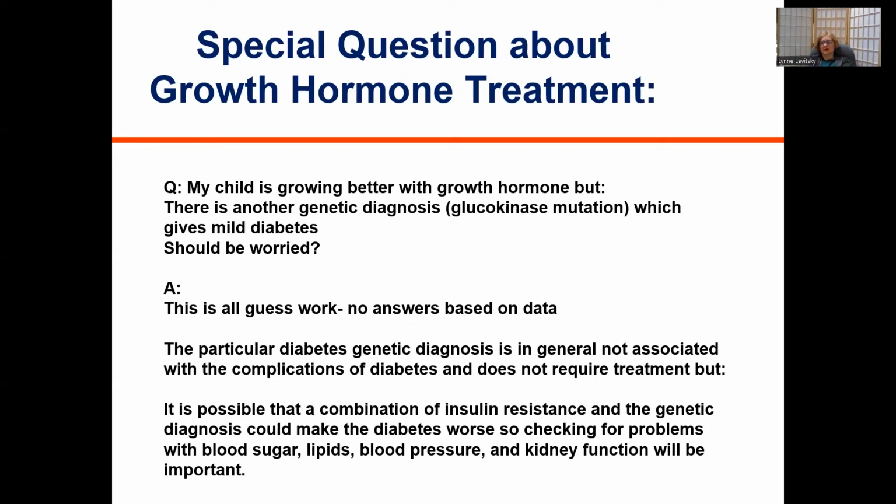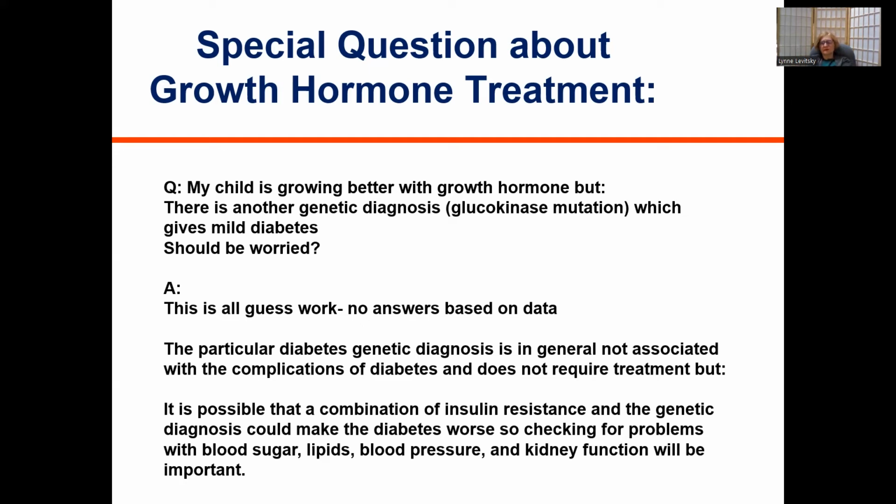And if the glucokinase senses the sugar is, say, creeping up above 80, a little bit of insulin will be released. But if you have this particular mutation, the glucokinase may not sense the sugar creeping up until it maybe gets to 100 or 120. And so insulin is released a little late, giving people mild diabetes, but not with any problems.